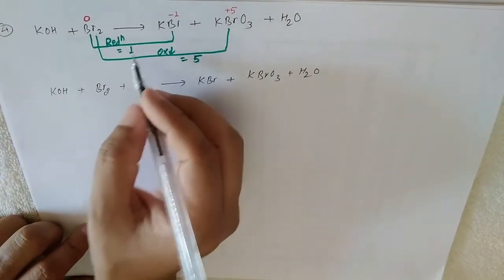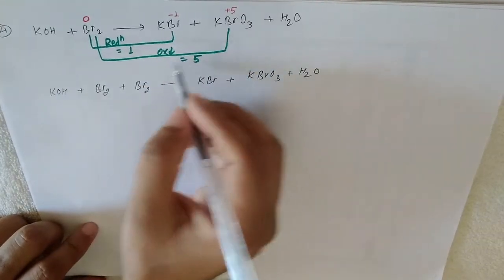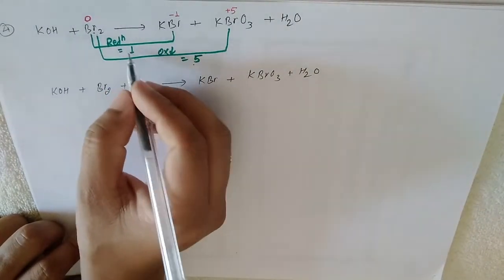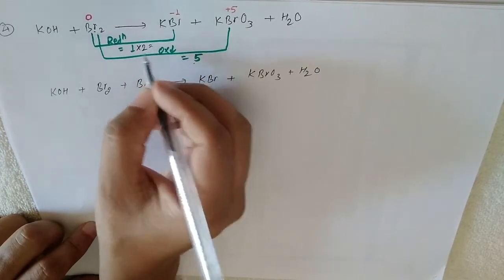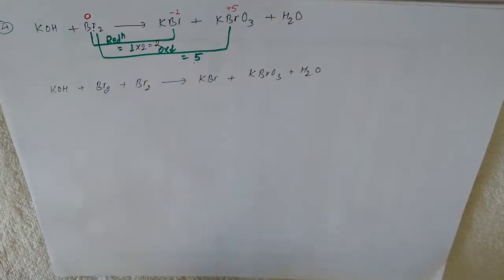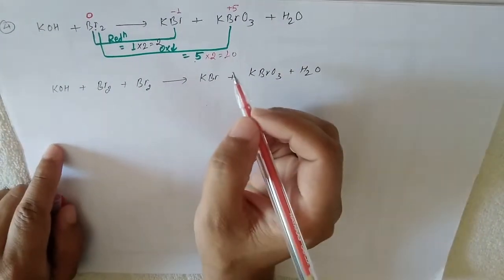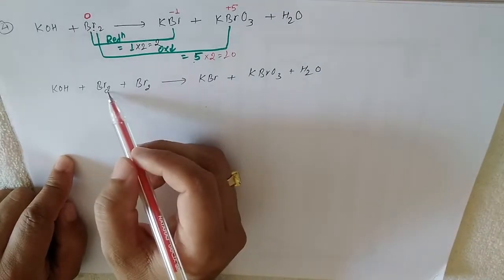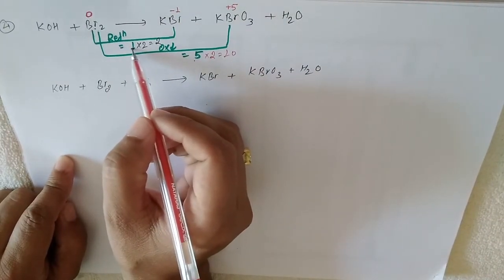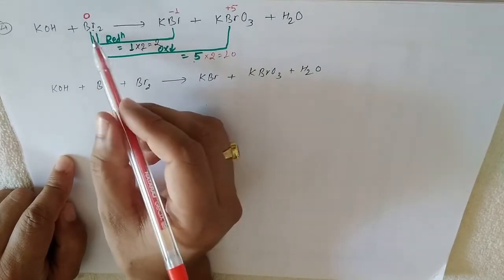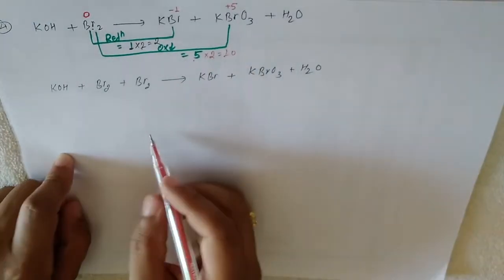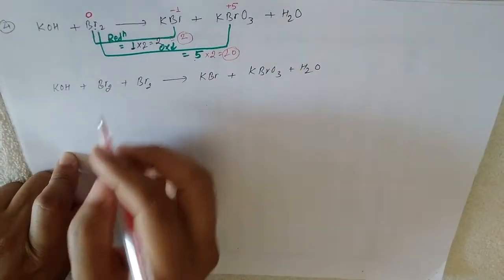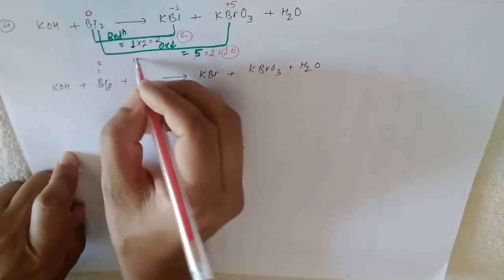Now here the change in oxidation number per atom of Br is 1 and for the other is 5, but here Br2 is present, so we have to multiply this 1 by 2. 1 into 2 equals 2, and 5 into 2 equals 10. Why are we multiplying? Because the total number of atoms is 2. For this Br2, multiplying by 2, we calculate per atom 1 and for total 2, same as for the Br2 and KBrO3. So the total change in oxidation number is 2 and here 10.